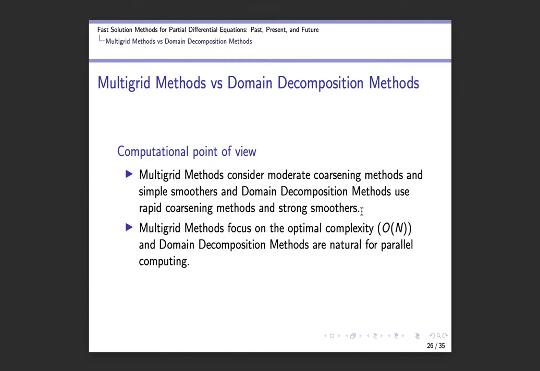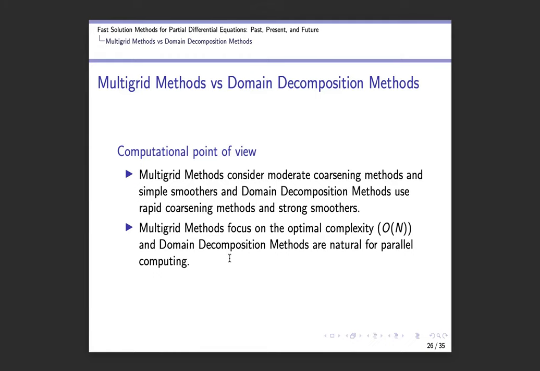And this is because multigrid methods focus on optimal complexity. By introducing a simple smoother and many levels, we expect an optimal operation count, O(N), where capital N is the number of unknowns.